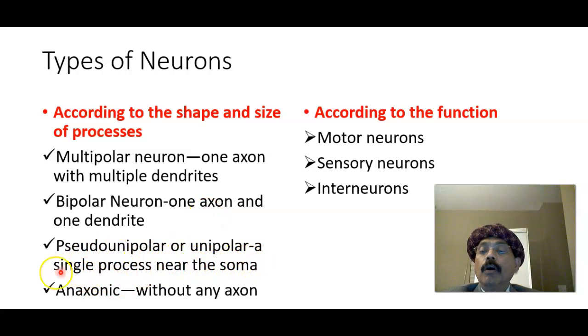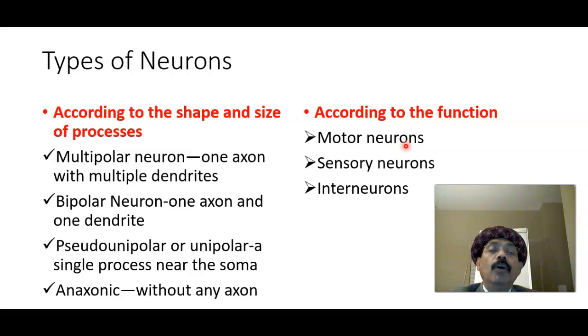Pseudounipolar neuron or also unipolar neuron, only one single process near the soma, and this is found in the posterior root ganglion. This is found in the posterior root ganglion, and this is the sensory neuron. And an axonic neuron, without any axon, does not transmit the action potential, they just maintain the electrical activity of the surrounding neurons.